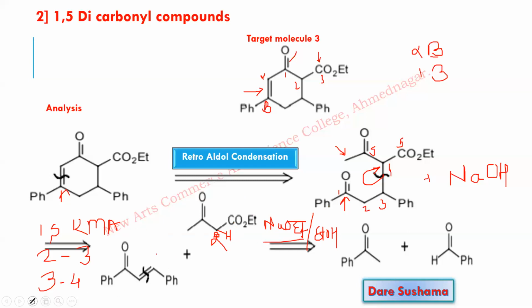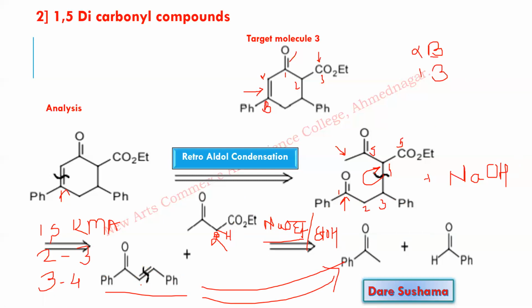Now the other part of the Michael addition reaction is the Michael acceptor. So what is a Michael acceptor? It is an alpha beta unsaturated carbonyl compound, so Ph-CH=CH-CO-Ph. This is the Michael acceptor. Now how do we synthesize an alpha beta unsaturated carbonyl compound? Again by retro-aldol condensation reaction.